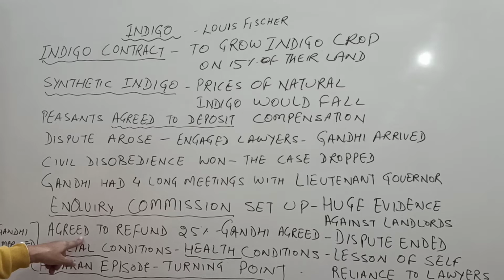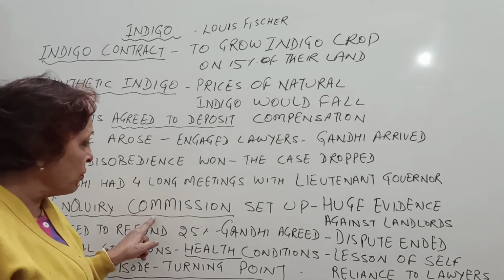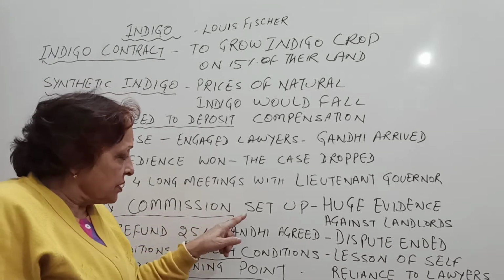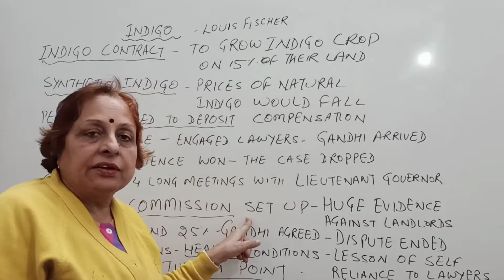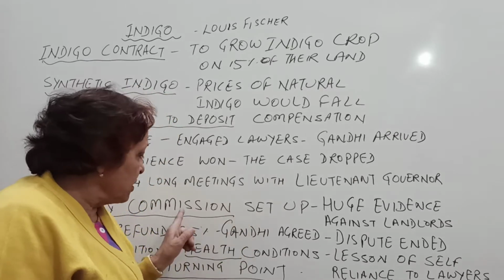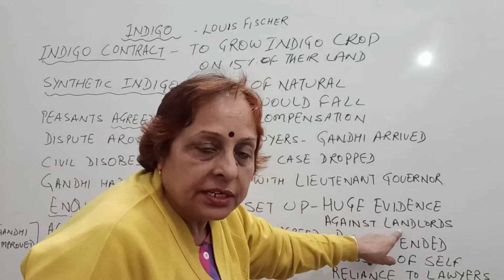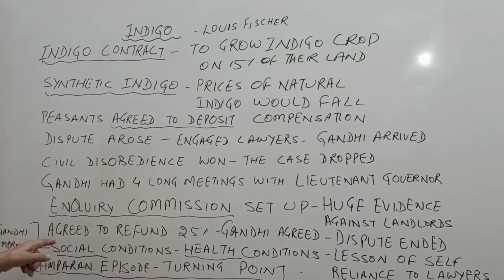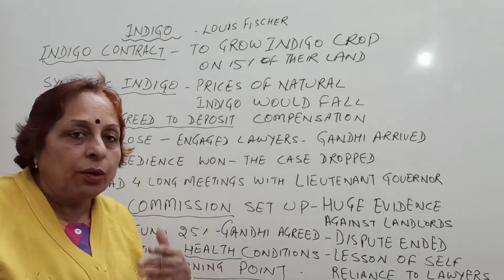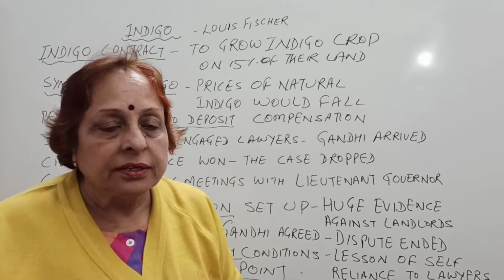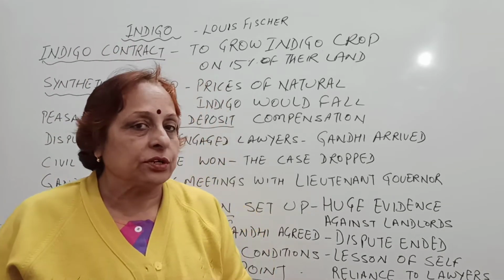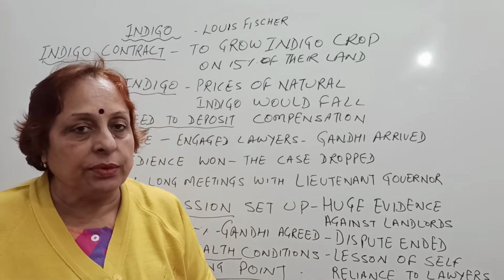Now, what happened after the inquiry commission completed its investigations? The inquiry commission found huge evidence against the landlords, and now the landlords agreed to refund the money. How much money did they agree to refund? They agreed to refund 25% of the money of the farmers.